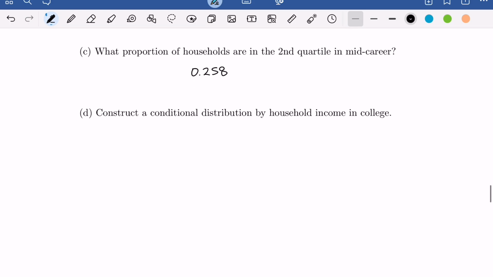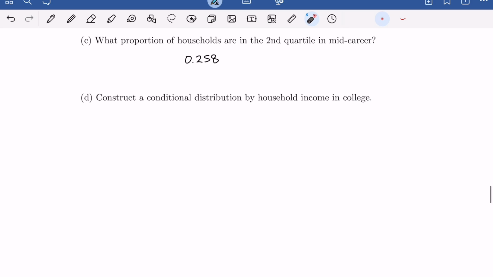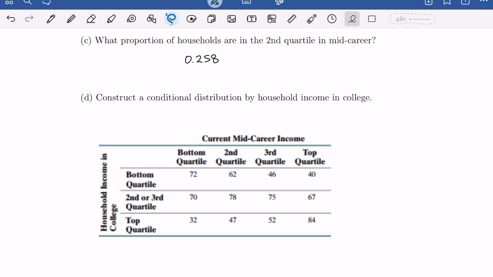All right. Now for part D, we want to construct a conditional distribution by household income in college. So a conditional distribution is going to list the relative frequency of each category of our response variable given a specific value of our explanatory variable. So what we're going to do in this case is determine the relative frequency for each household income in college, dividing that by each frequency of the row total for our mid-career income quartiles. So that was a lot of words, but let's again paste this table here and go ahead and do that.